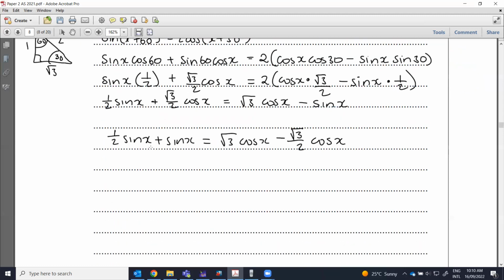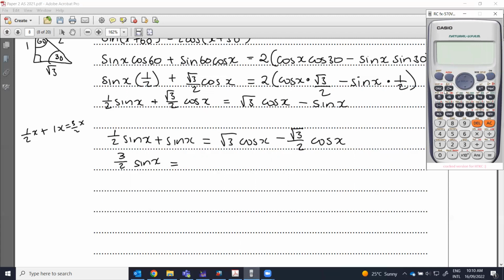Okay, so a half sine x plus sine x, it's like you're counting how many sine x's do I have? I have half and then I add 1. This will give me 3 over 2. And then sine x. Just like if I have a half x plus 1x, this is 3 over 2 x. Okay, so the idea is the same. And then here on the other side, I do the same thing. I have square root of 3 minus square root of 3 over 2. If you're not sure, do it on your calculator. So we have a fraction. In the numerator, we have square root of 3. In the denominator, I have just square root of 3.